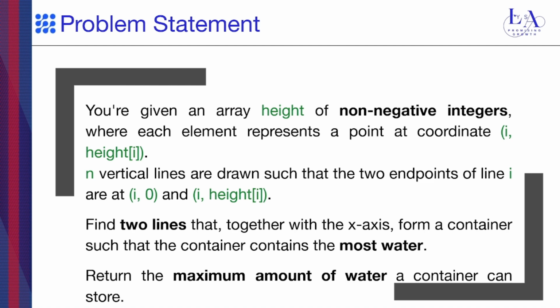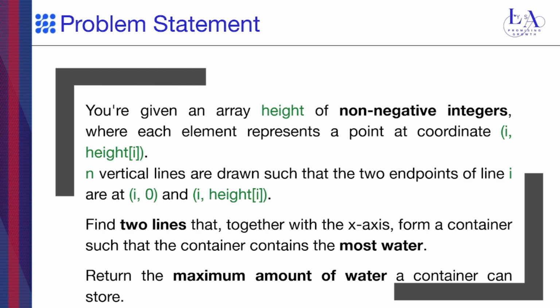You are given an array called height, and it has non-negative integers, and each element in the array represents the coordinate (i, height[i]). N vertical lines are drawn such that the two endpoints of line i are at (i, 0) and (i, height[i]). Find two lines that, together with the x-axis, form a container such that the container contains the most water, and return the maximum amount of water a container can store.